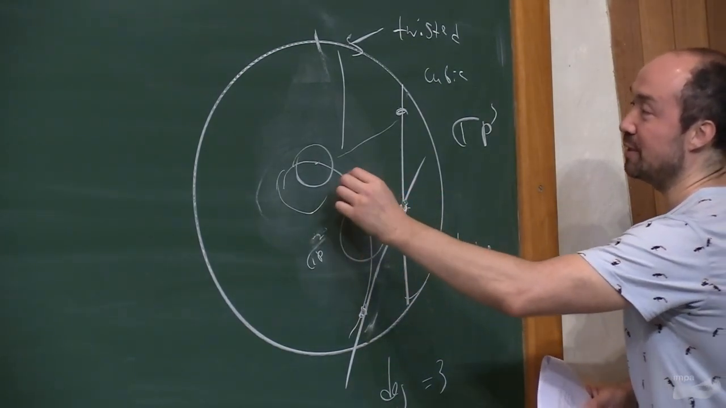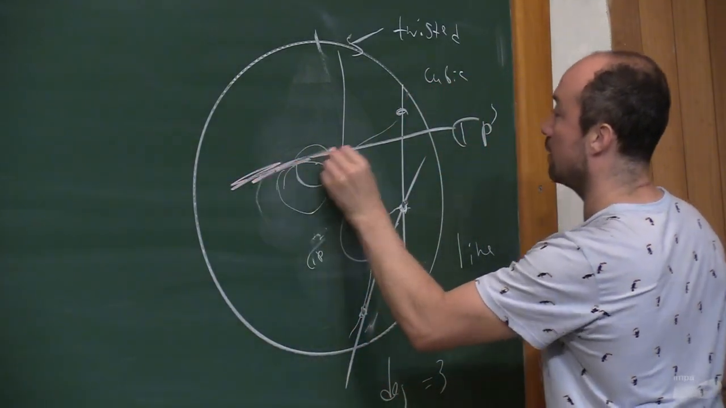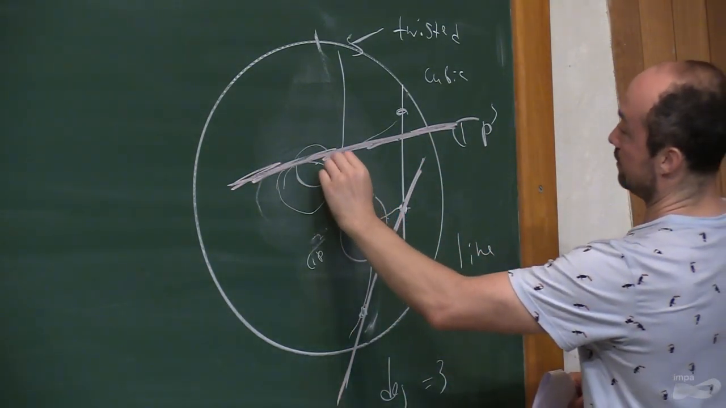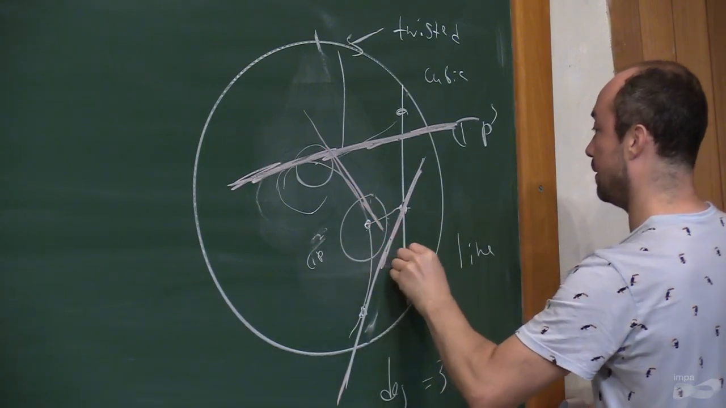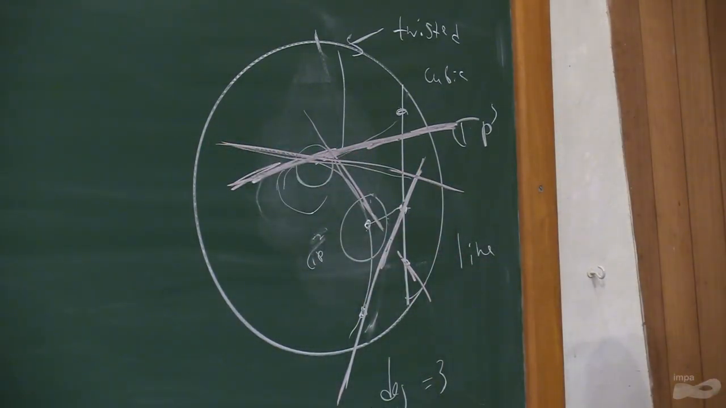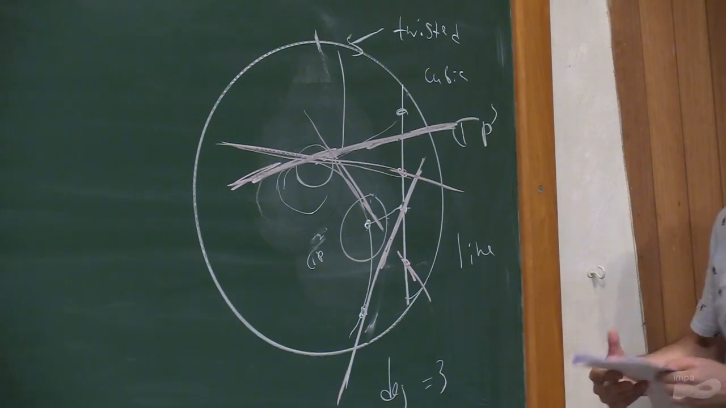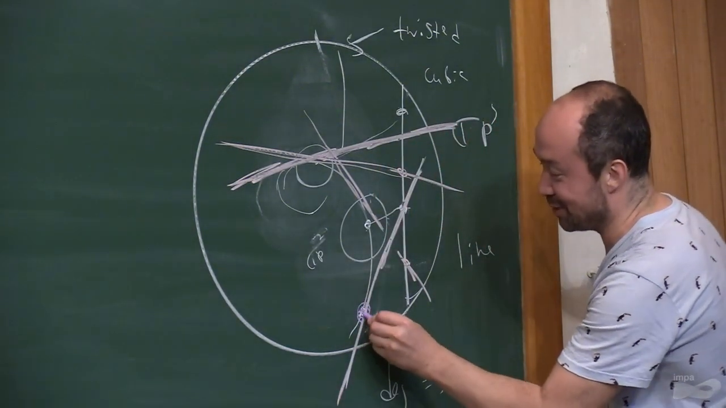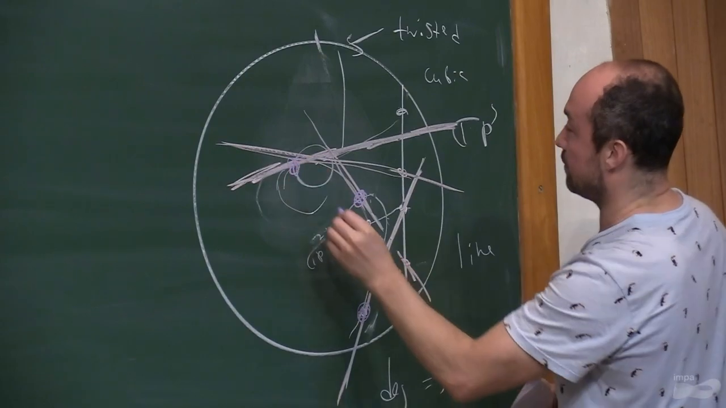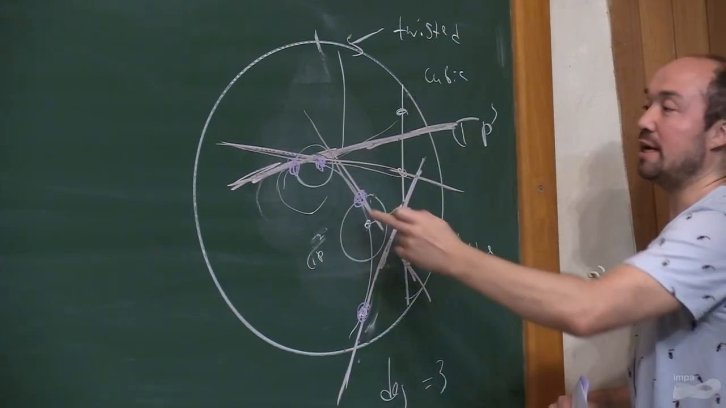So the claim is that there will be four lines that are tangent to this twisted cubic that will intersect our nice line, okay? And finally, I don't know, sorry, it's a bit maybe messy, but what I want to say is that in the end, I hope someone follows. So basically, in the end, we will have a map from this twisted cubic to the line, which ramifies at these four points.